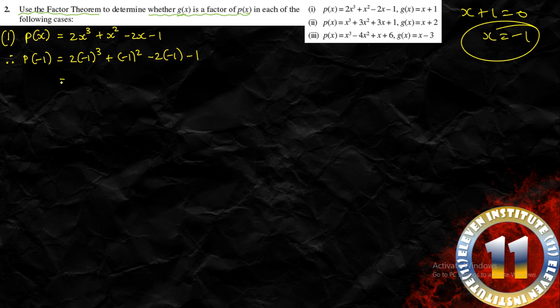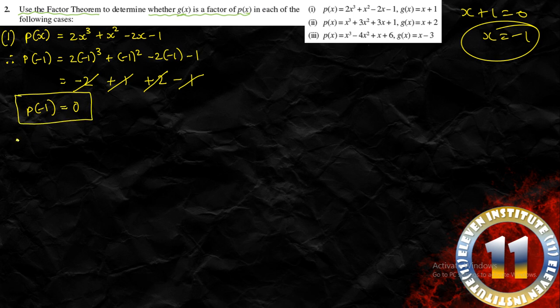Right? Now -1 cube is -1. -1 into 2 is again -2. -1 square is +1 and this plus will remain as it is, so we have +1 over here. Here we have minus minus plus. 2 ones are 2 and this -1 will remain as it is. Now you can see that this -2 and +2 will cancel each other. This +1 and -1 will also cancel each other. So what we have is 0 over here. P of -1 is 0.